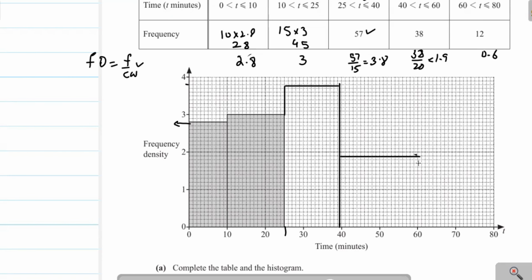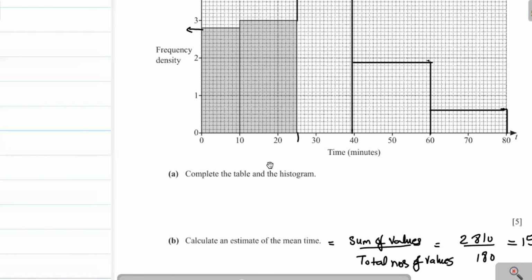We draw the bar here. Next bar, we take from 60 to 80, which is 0.6. Now you see here this position will be 0.6, and this is 60 to 80. And these bars show the histogram chart. And next we move to part B.